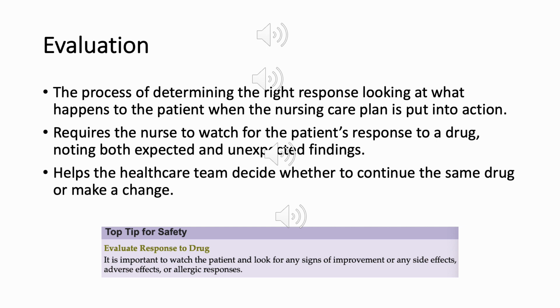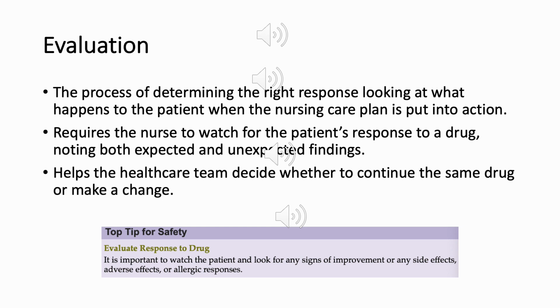Evaluation. The process of determining the right response, looking at what happens to the patient when the nursing care plan is put into action, requires the nurse to watch for the best response to a drug, noting both expected and unexpected findings. It helps the healthcare team decide whether to continue the same drug or make a change. Top tip for safety: evaluate the response to the drug. It is important to watch the patient and look for any signs of improvement or any side effects, adverse effects, or allergic responses.